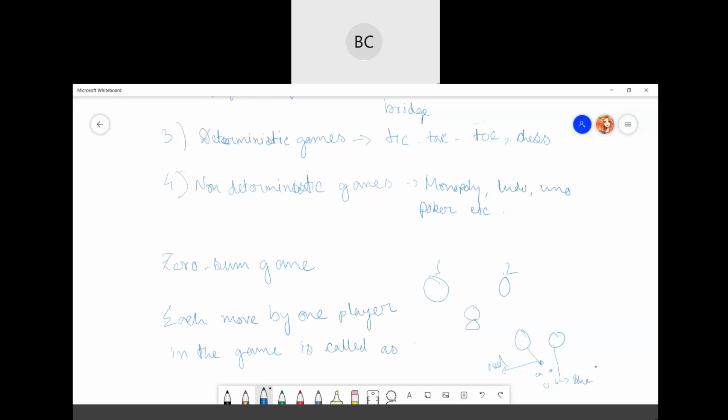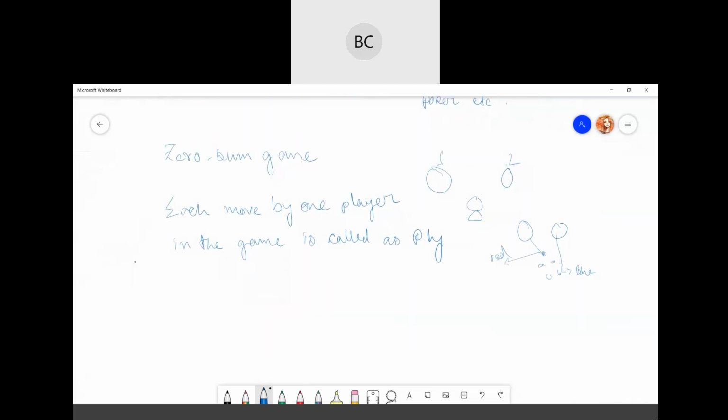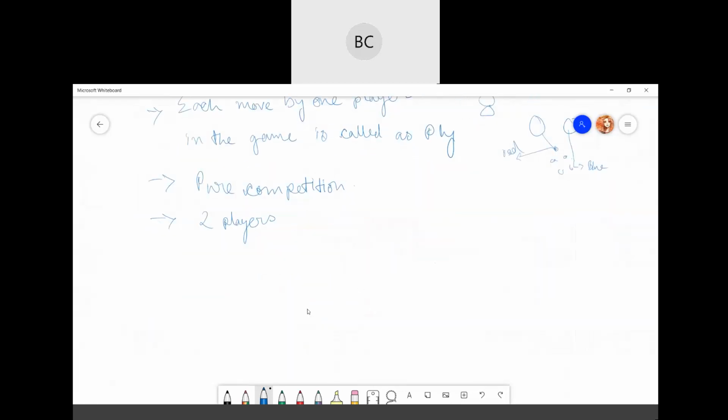Each move by one player in the game is called a ply, P-L-Y. So here I say pure competition, two players mainly. Examples of zero sum games are tic-tac-toe and chess. There are lots of other games also, but very basic ones are these.